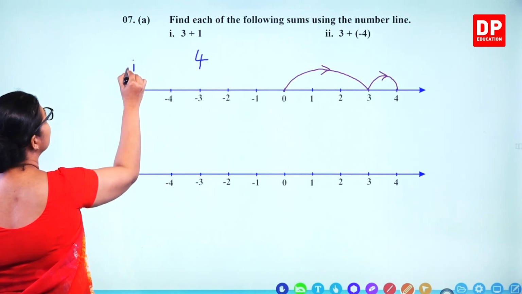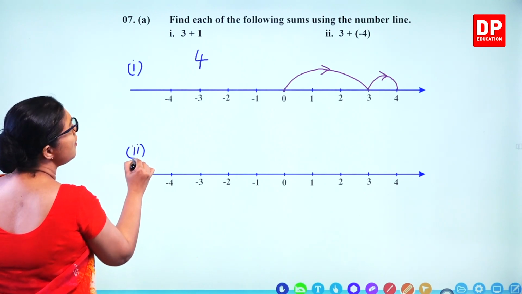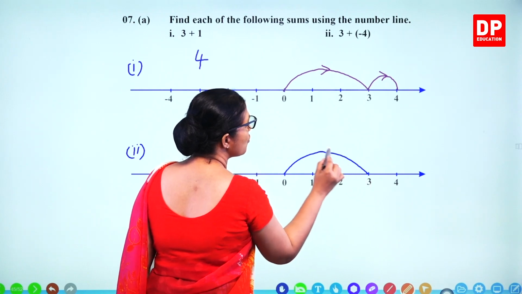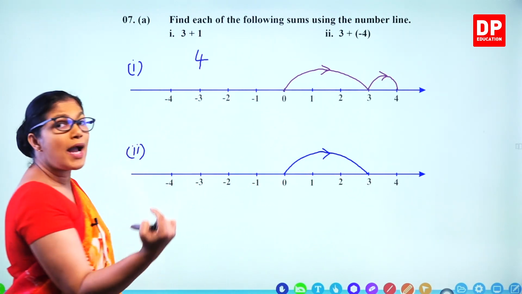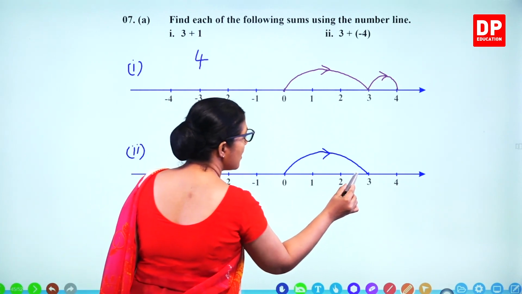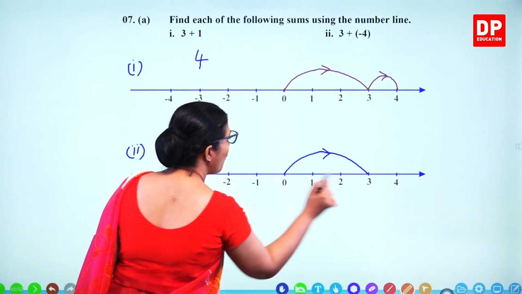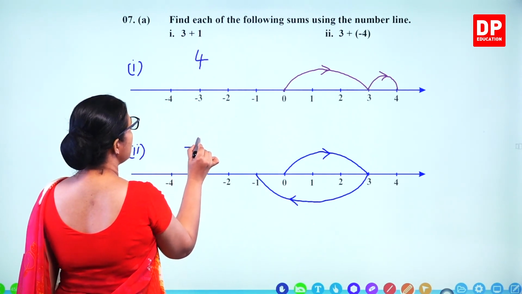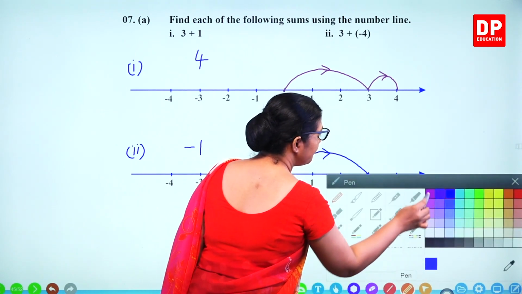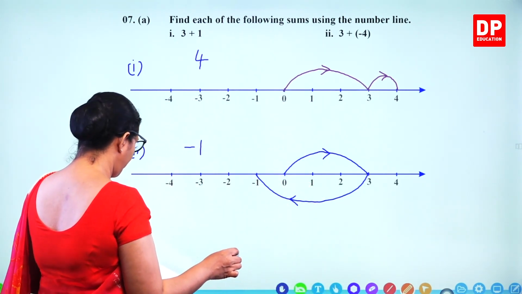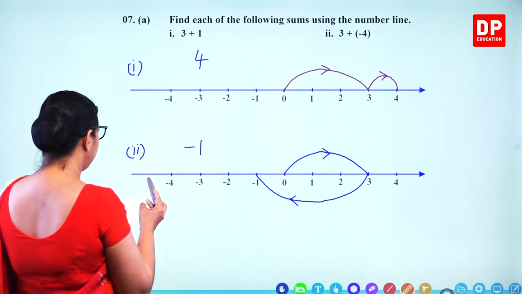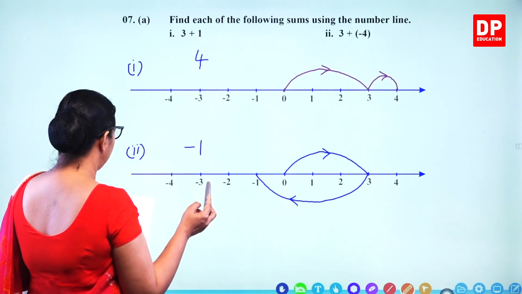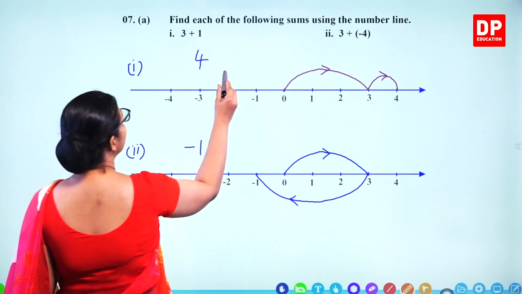That's first part. We'll take the second one. 3. That means from 0, 3 squares to the right. Minus 4. Now to the left 4 squares. 4 units. 1, 2, 3, 4. So you are getting minus 1. So the answer is minus 1. So you get how many marks? 4 marks. So 2 marks each.